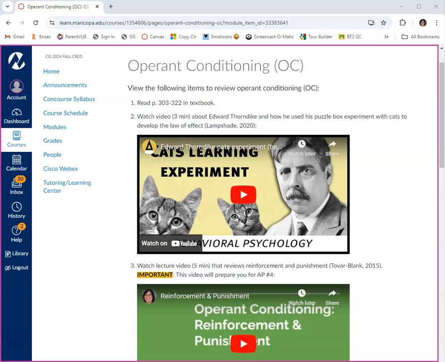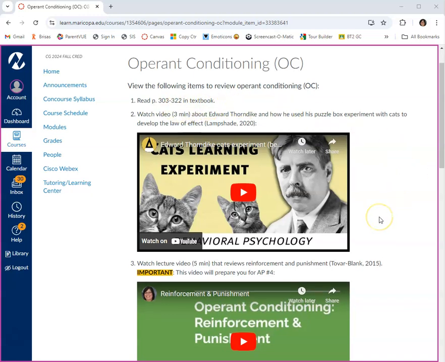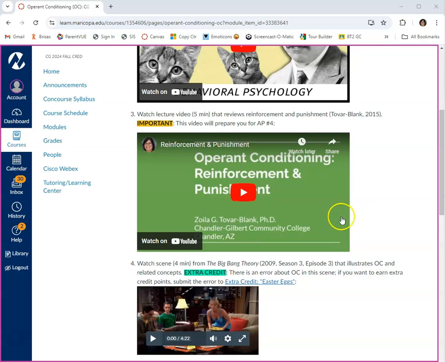By getting punished for saying something inappropriate in class, your teacher may have taken away your recess as a consequence for your behavior. Operant conditioning was developed by B.F. Skinner. You will learn more about him and how he developed the Skinner box to test his theory of operant conditioning. Please read the designated pages in the textbook and watch the assigned videos. I have created a lecture video here on reinforcement and punishment that will prepare you for application paper number 4.